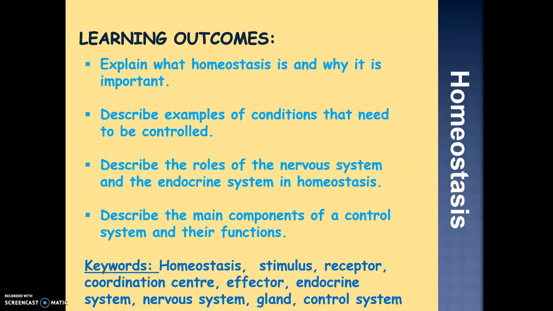And later on in part 2 of this video, we would be able to describe some of the roles of the nervous system and the endocrine system, and also describe the main components of a control system and their function. Now, these are some of the keywords. I'm going to give you a moment to write down these keywords.